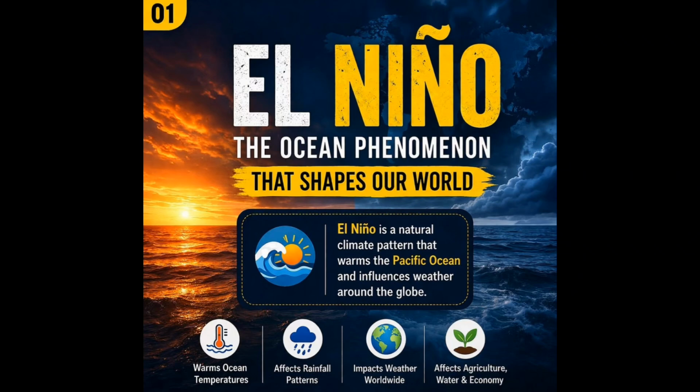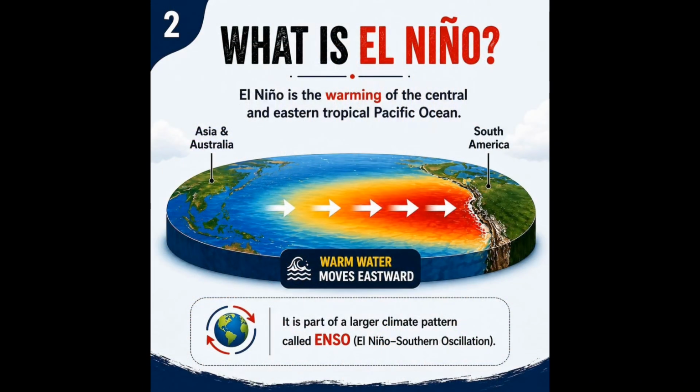El Nino. The ocean phenomenon that shapes our world. El Nino is a natural climate pattern that warms the Pacific Ocean and influences weather around the globe. What is El Nino? El Nino is the warming of the central and eastern tropical Pacific Ocean.